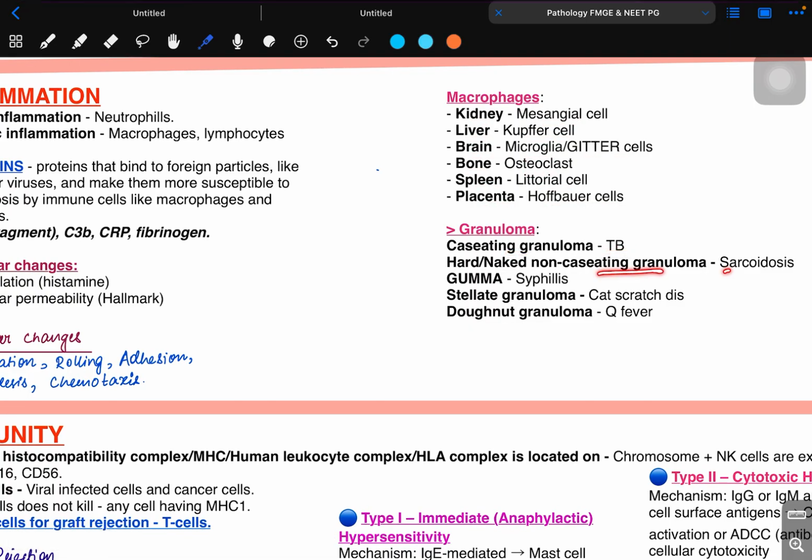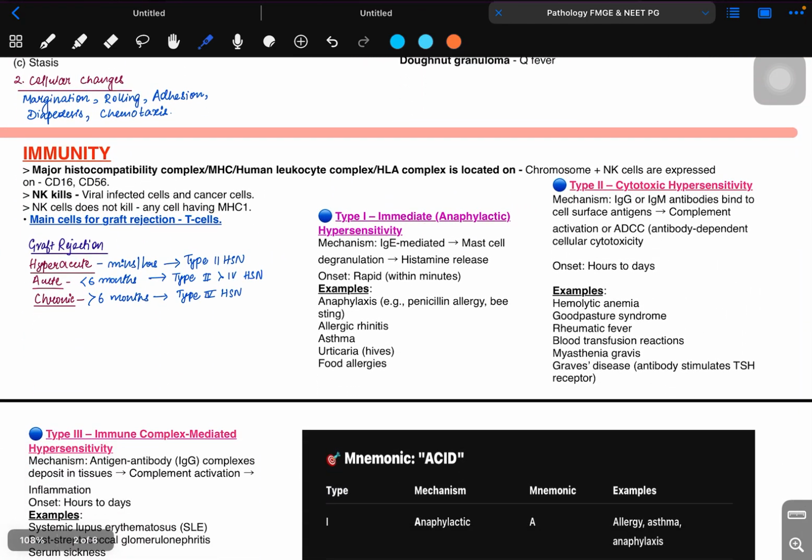Granuloma: caseating granuloma is found in TB, hard or naked. Non-caseating granuloma is found in sarcoidosis. Gumma is found in syphilis. Stellate granuloma is found in cat scratch disease, and donut granuloma is found in Q fever. All the points you have to remember. All are very, very high yielding points.